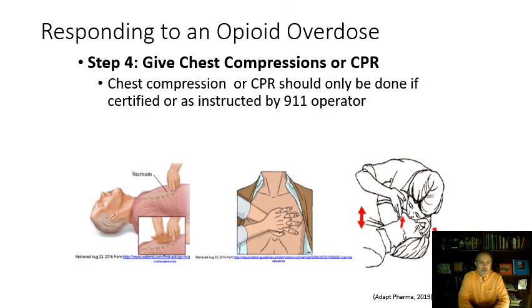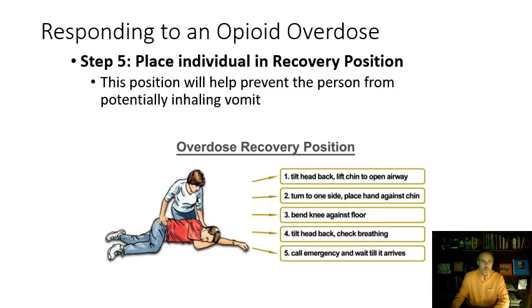Place the individual in the recovery position if you need to leave them for any reason. Also, if they start to respond after that initial dose of Narcan, roll them over in the recovery position, because one of the most common things that happens is they might vomit. So roll them over, make sure that if they do vomit, they don't inhale that back down into their lungs or aspirate and cause further complications with their breathing.